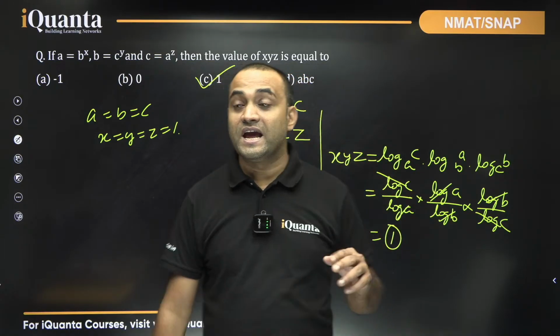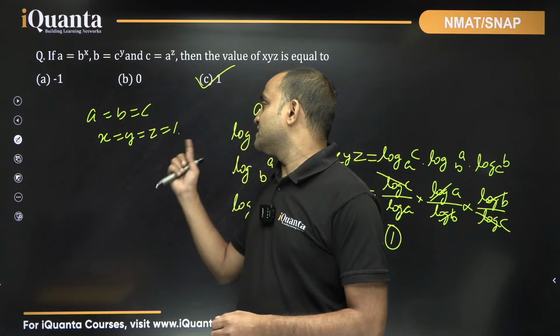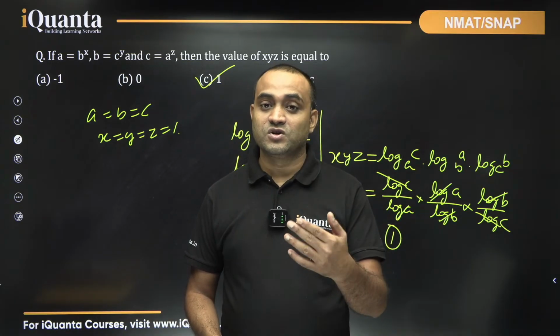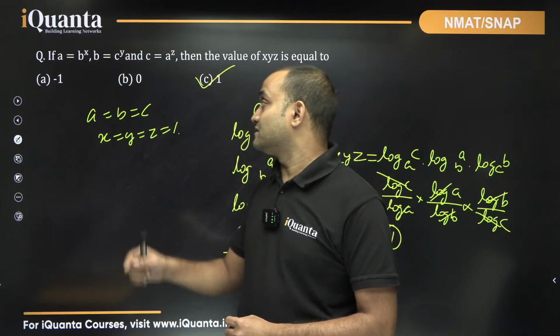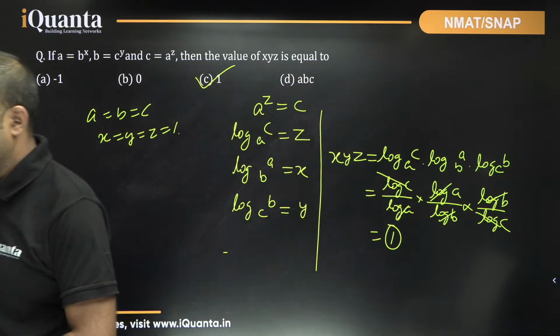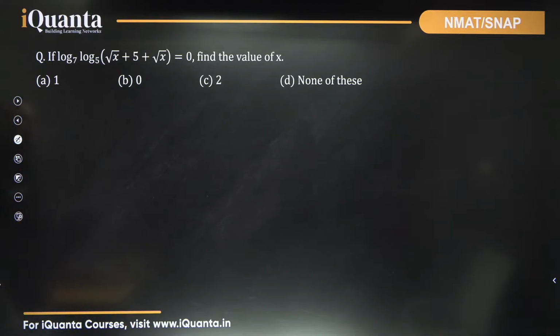And if any one of these options is correct, then this must also be correct, right? So there will be one unique answer, and that will be 1. Okay. So you can also plug in the values and solve these types of questions. Now let's try this one.